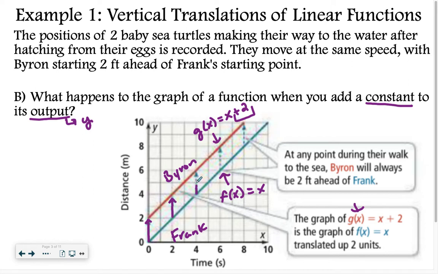So whenever you have x plus or minus a number, that constant is going to be what shifts your graph up or down. Even without having the picture of the graph, if we just had this information right here, I would still know that the graph was shifted up 2 units because it has the plus 2.